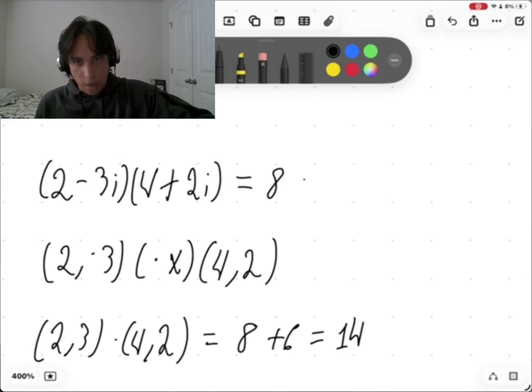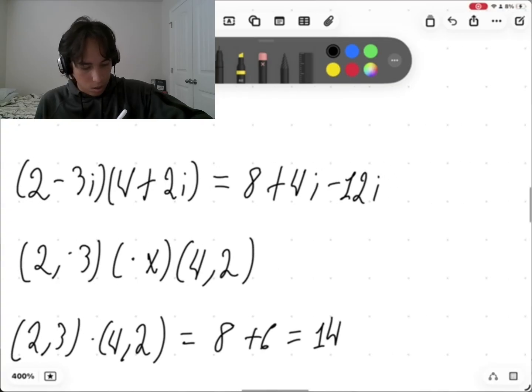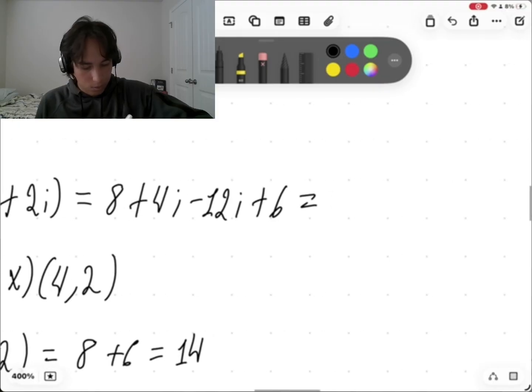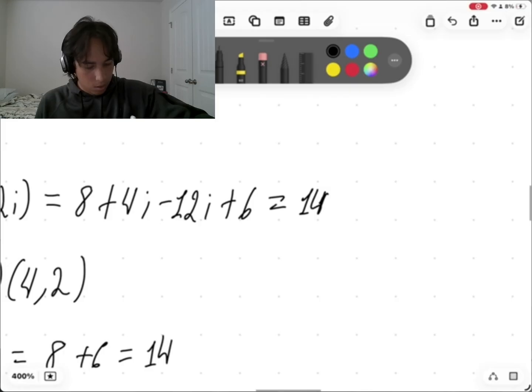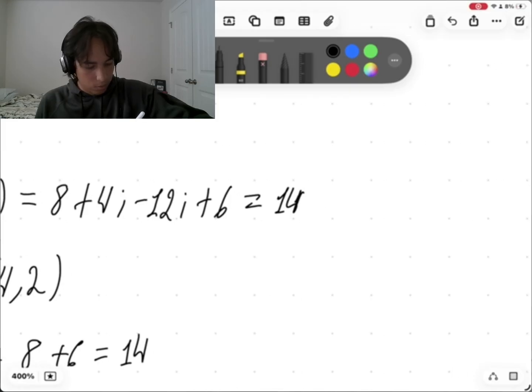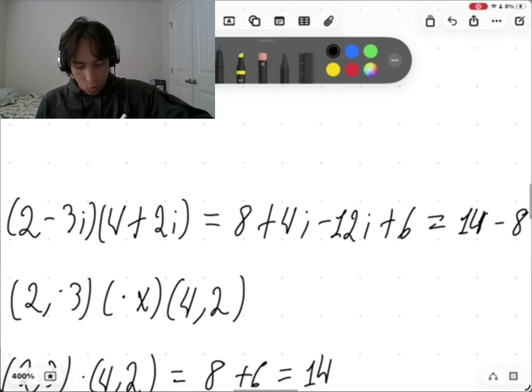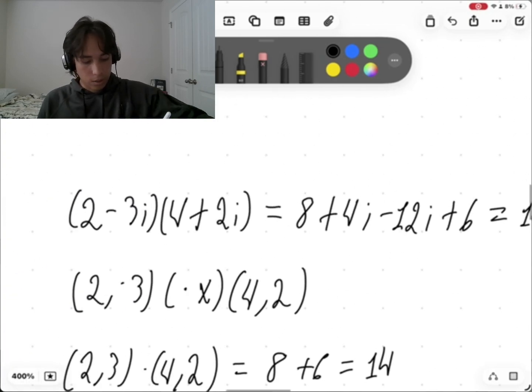Yeah, sorry. I just had a brain fart. 8 plus 4i minus 12i plus 6. And we get 8 plus 6 is 14, and we get negative 8. Right. Why did I do plus 6 when we multiply these two?